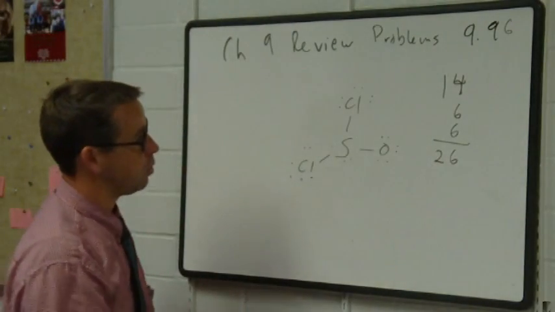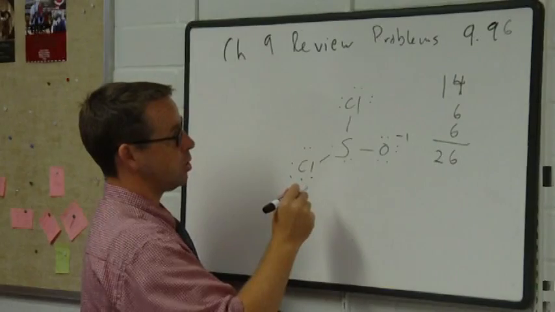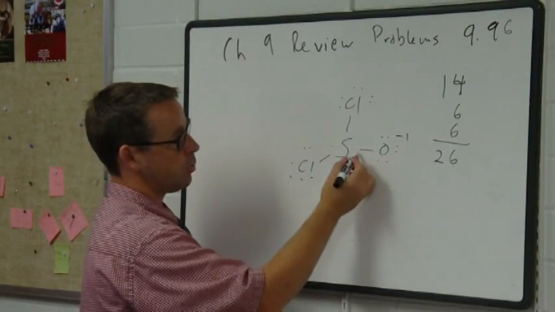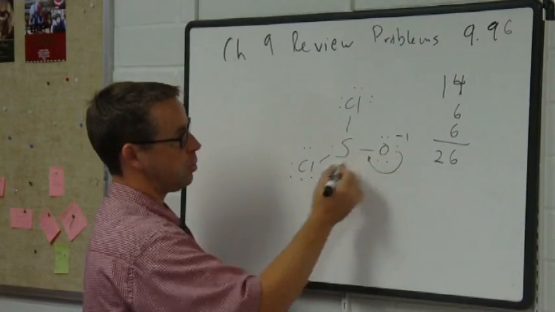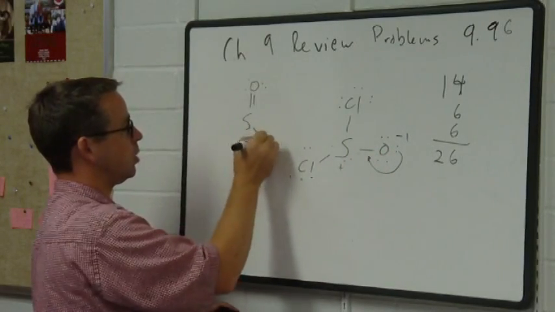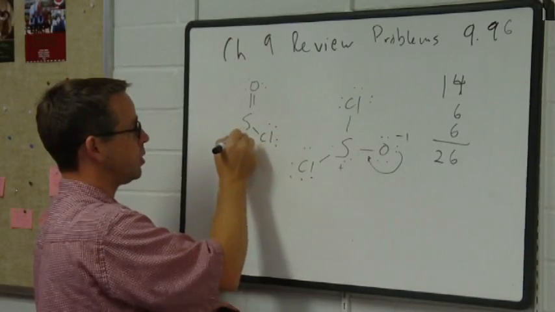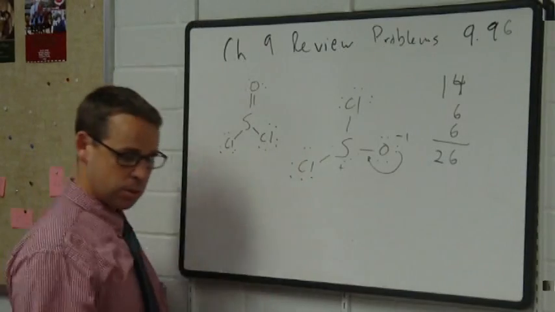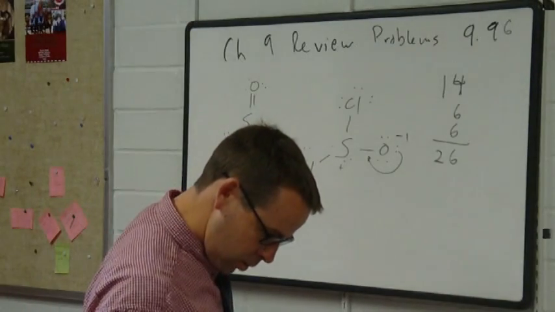Okay? So this has a -1 formal charge. Sulfur here has a +1. So if we make this electrons into a double bond, then we'll have sulfur with a double bonded oxygen. And chlorines both have no formal charge. So that's our final chemical there.